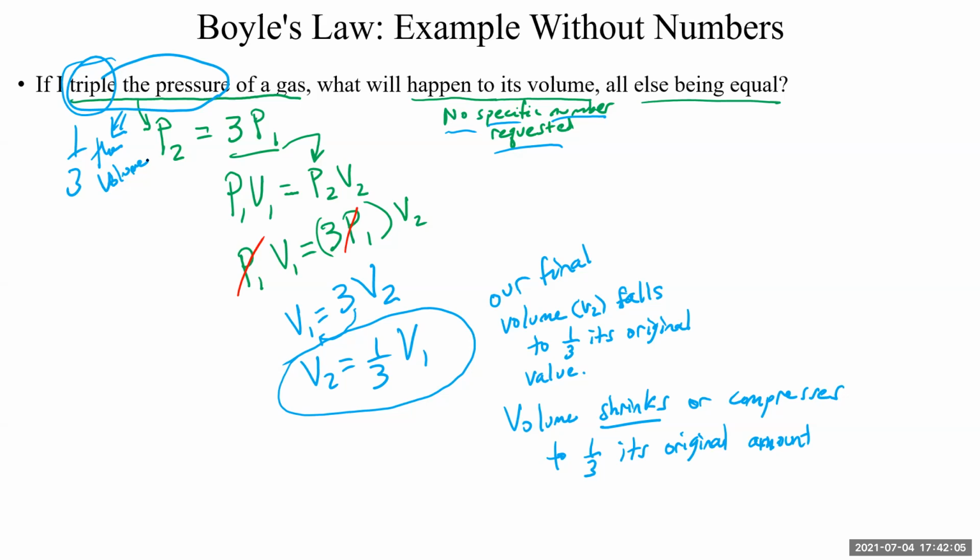And that's the idea behind this. No numbers needed. Another way of saying this is that the ratio of V2 to V1 is exactly 1/3. In other words, the ratio of the final volume to the initial volume is 1/3. All of these things are just different ways of saying the same thing.